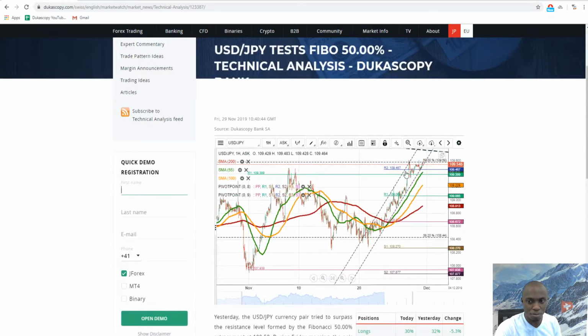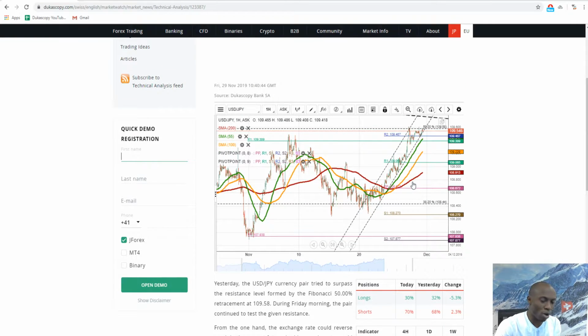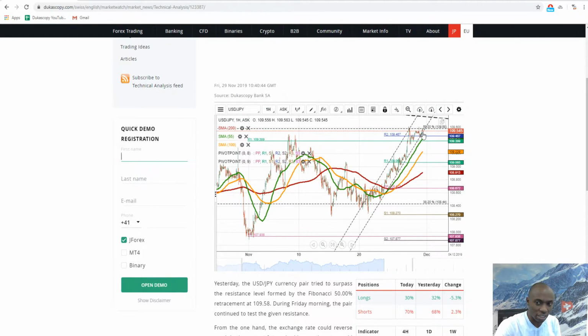So, the 50% Fibonacci is located right now at the resistance level at 109.58 for the USD JPY. And what the analyst said, from one hand, the exchange rate could reverse south in the nearest future, which is likely to happen because it tested the 50% Fibonacci. But on the other hand, it might break that zone, given that the 55-hour simple moving average, the 100 and the 200-hour simple moving average, are below the price action.